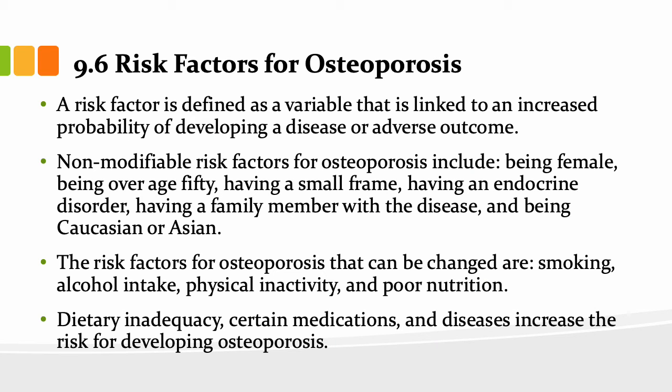Some things that would put a person at risk for developing osteoporosis can't be changed. These non-modifiable risk factors include being female, being over the age of 50, having a small frame, having an endocrine disorder, having a family member with the disease, and being Caucasian or Asian. The risk factors for osteoporosis that can be changed are smoking, alcohol intake, physical inactivity, and poor nutrition. Dietary inadequacy, certain medications, and diseases increase the risk for developing osteoporosis.